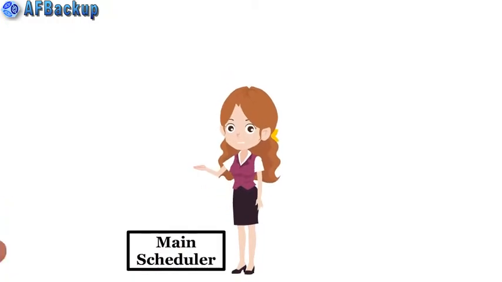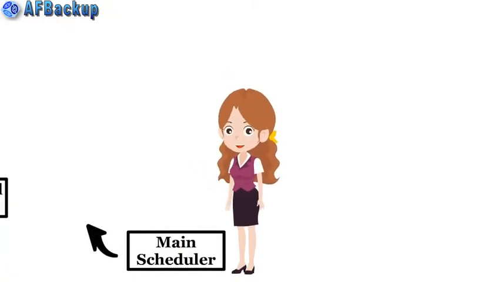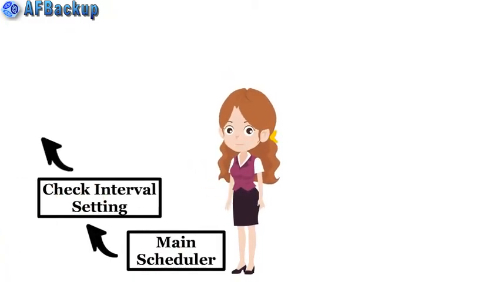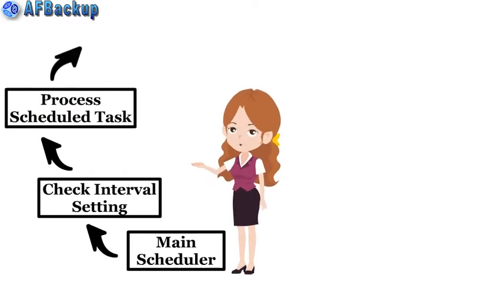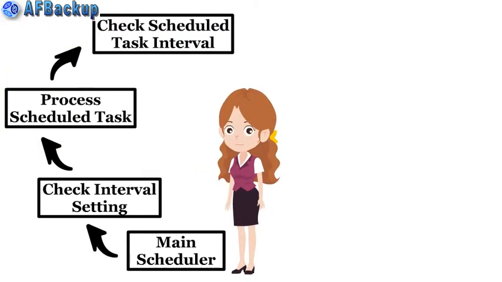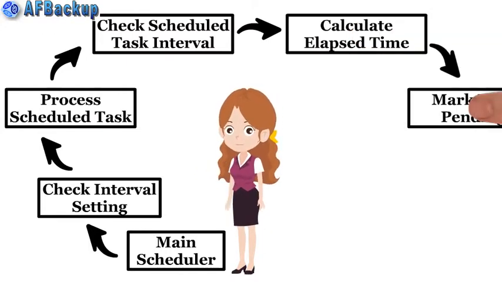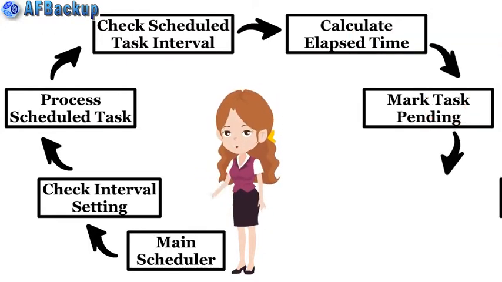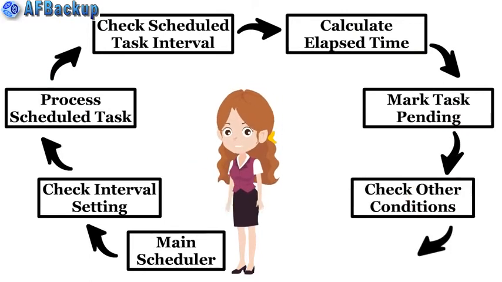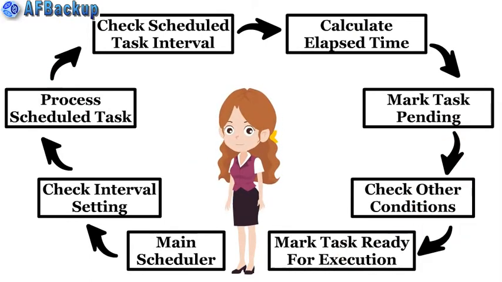So in short, the main scheduler checks interval setting, processes scheduled task, checks scheduled task interval, calculates elapsed time, marks the task as pending, and finally checks other conditions, and marks the task as ready for execution.